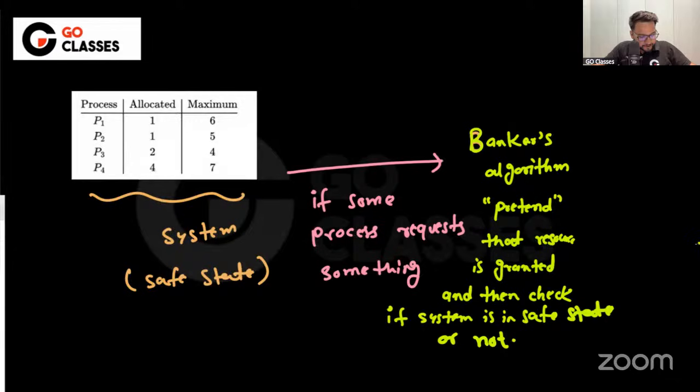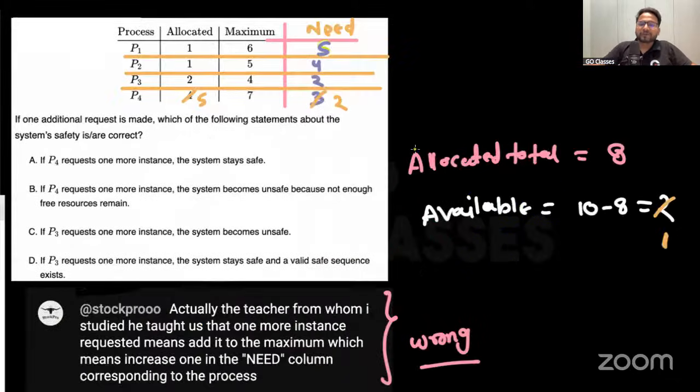Okay, it will just pretend, right? So basically, that's how the banker's algorithm works. If someone is requesting something, it will just pretend: let's allocate it, and then let's check whether the system is now in a safe state or not, right? So let's check it. If you allocate it, then the available will be 1, and you cannot fulfill anyone's need, right?